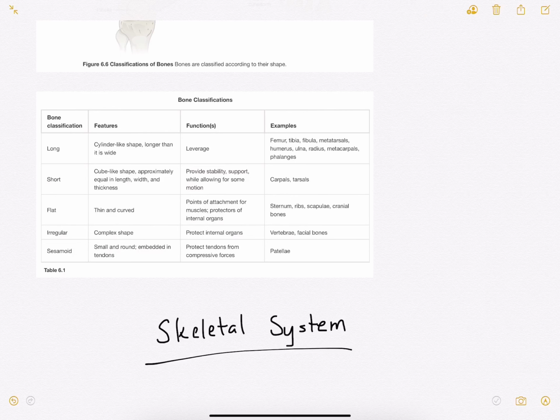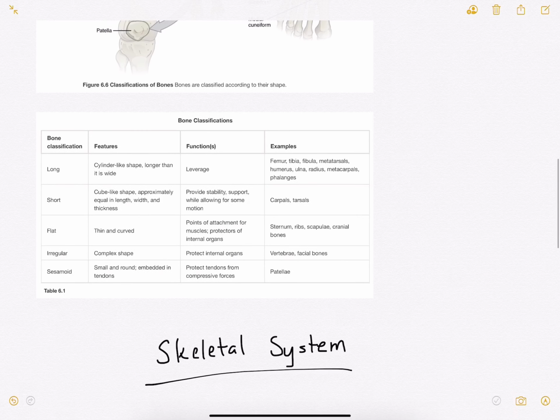And finally, the last classification that we have is the sesamoid bone. It's small and round, and it's embedded in tendons, so it's deep within tendons. It protects tendons from compressive forces. And really, the only example of a sesamoid bone in our body is our kneecap. Again, those are the 5 major classifications of bones. All the bones in our body can be classified under one of these classifications. And it's important for us to be able to classify bones like this, because then we understand the similarities and differences between the different kinds of bones that make up our body.